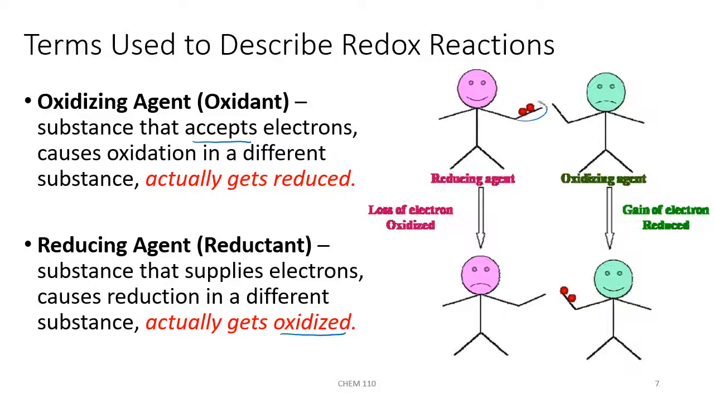A reducing agent will lose electrons to become oxidized, and an oxidizing agent will gain electrons to become reduced. The reducing agent gives up its electrons to the oxidizing agent. Oxidation does not occur without reduction. The two always happen together.